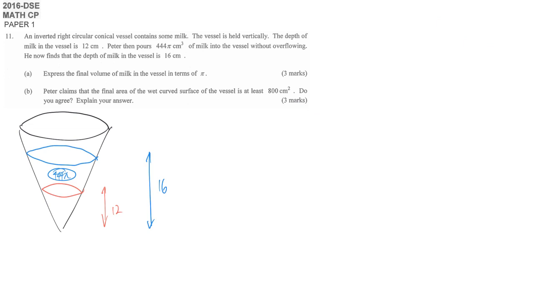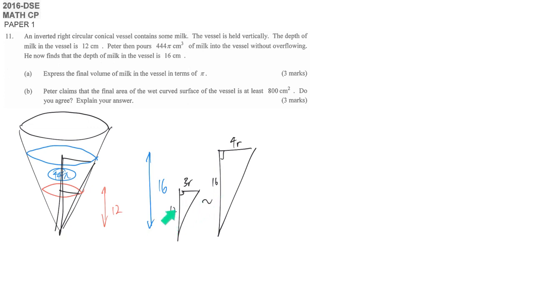Another method for part A is to consider the cross-section triangle. So we have a big triangle and also a smaller triangle which are similar in their cross-section. The heights here are 12 and 16. So that's why we know that the ratio is 3 to 4. Another method is to let this radius be 3r and let this radius be 4r because we know that they're similar. So 3 to 4 here, the radius should be 3 to 4 also.